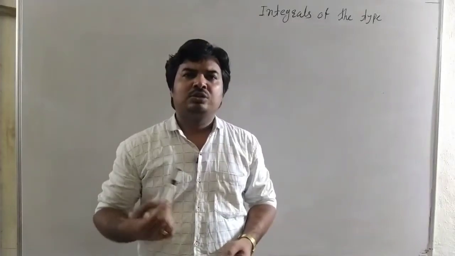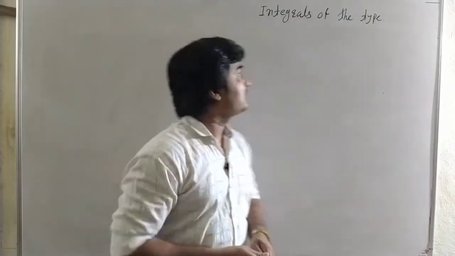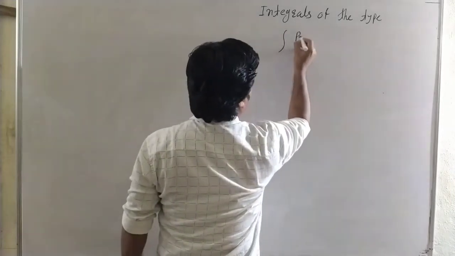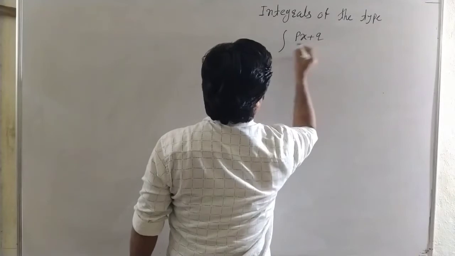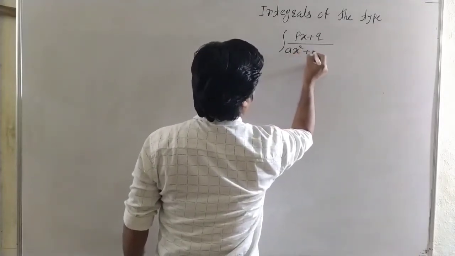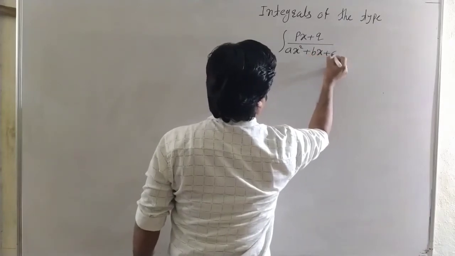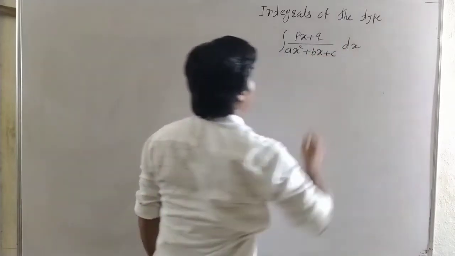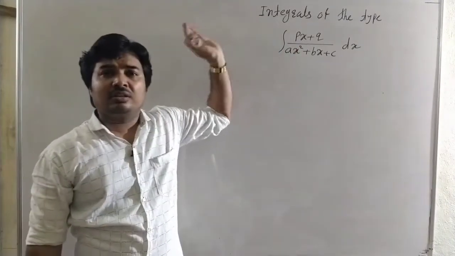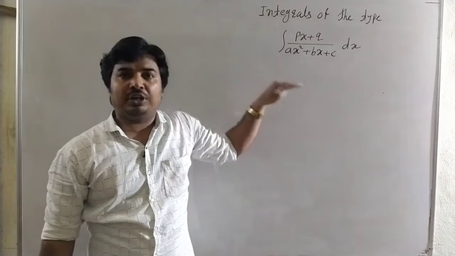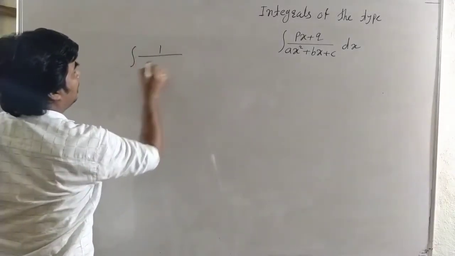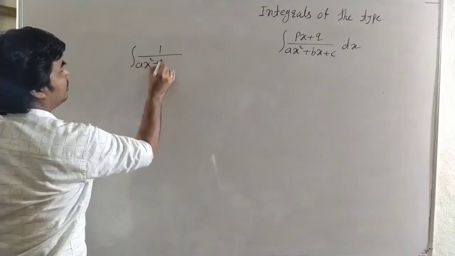In this lecture we see the next type of integrals. Here, integrals of the type linear function upon quadratic function. We have already learned the integrals of 1 upon quadratic function, that is, the integral of 1 upon ax square plus bx plus c dx.